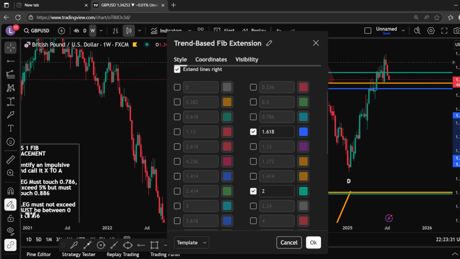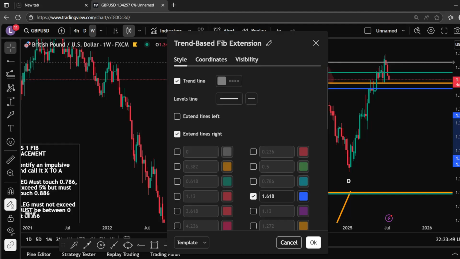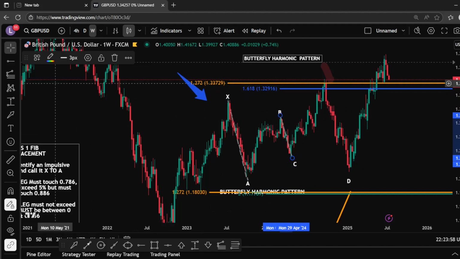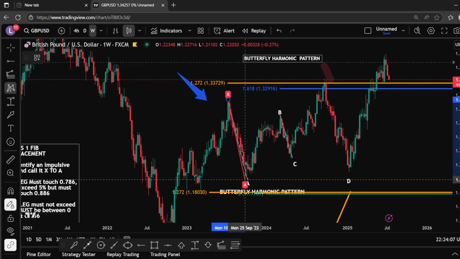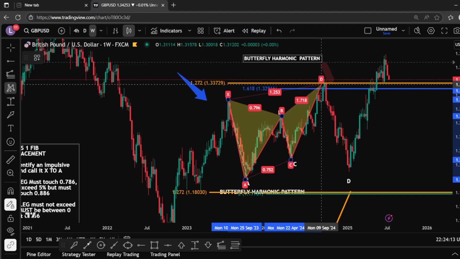Okay, so one of these numbers, any of them that is closest to the D leg, is the number that we take. Okay, and for this example, 1.618 was the number that closed below the 1.272, the D completion. So the rest of the numbers, we get rid of them, we don't need them. Okay, so this was your pattern completed. So I'll just plot that for you. So you have your X to A to B to C and to D completion.